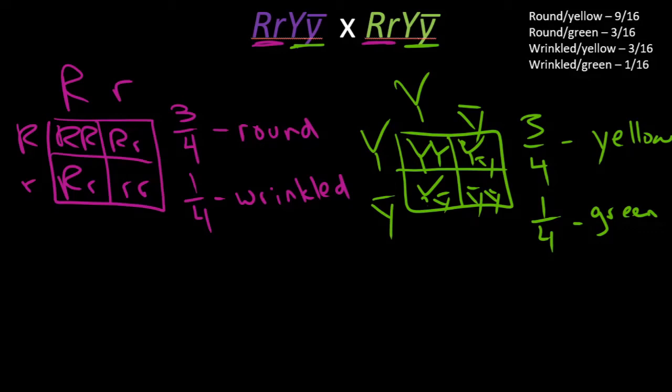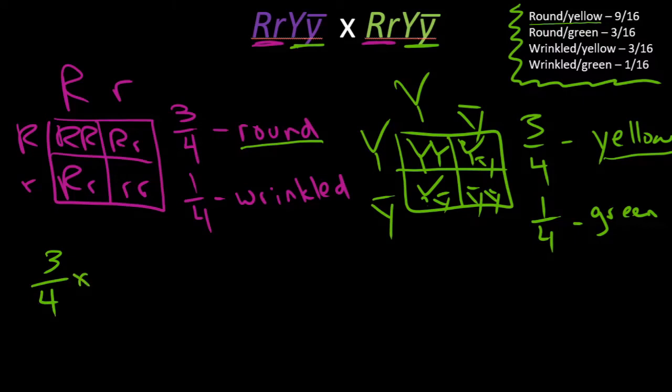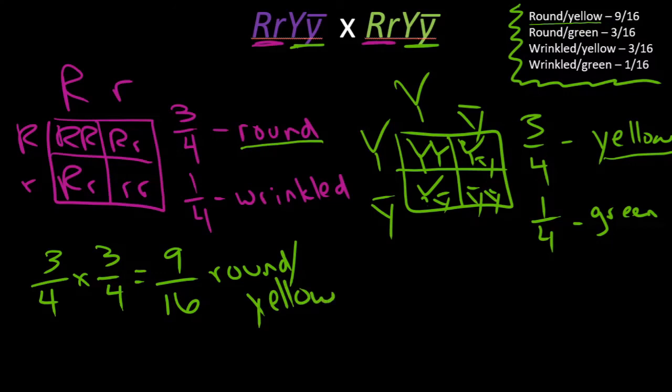Now, what I need to do in order to figure out my results over here for each particular phenotype, in this case, let's do the first one, round yellow, I'll simply take the number for round and the number for yellow and multiply them together. So 3/4 times 3/4, which gives me 9/16 for round yellow. And is that not what we found up here? We got 9/16. Now, it works the same way.